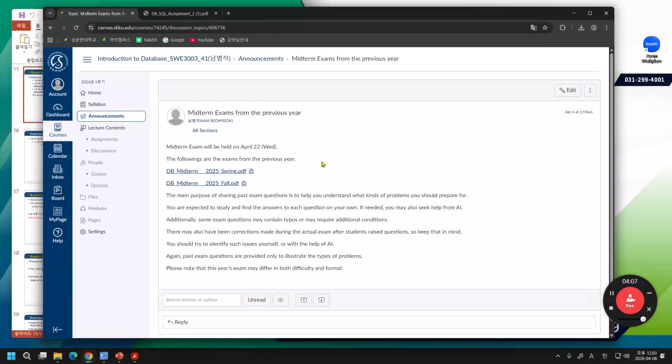I also uploaded some exam problems from last year. If you check these problems, you may find the spring exam was much harder than the fall exam. Sometimes I fail to control the difficulty level, so I don't know how it's going to be this semester. Anyway, the grading will be done based on your relative performance compared to other students, so even if it's very hard, no need to worry too much about that.